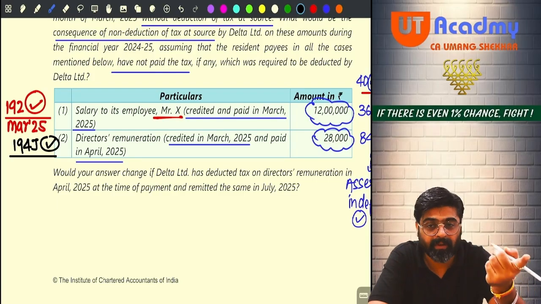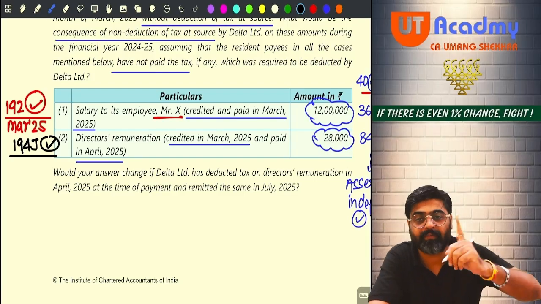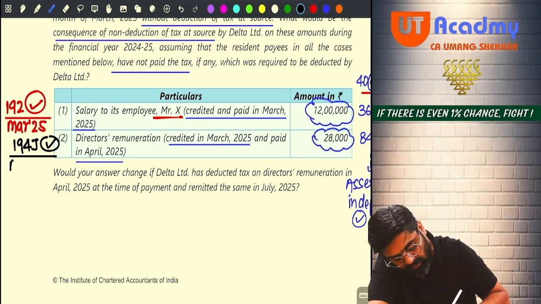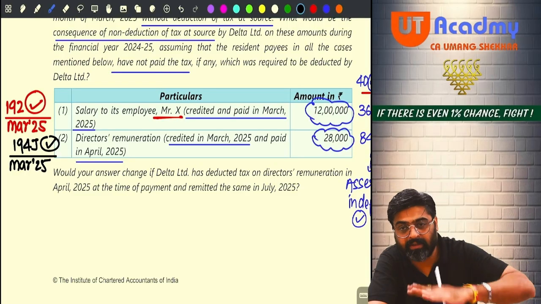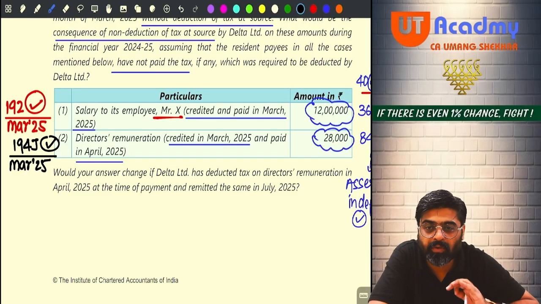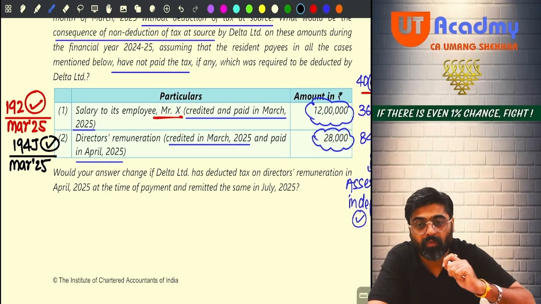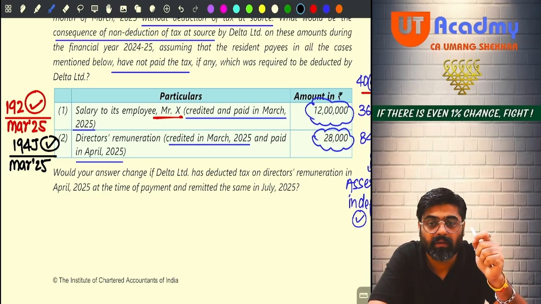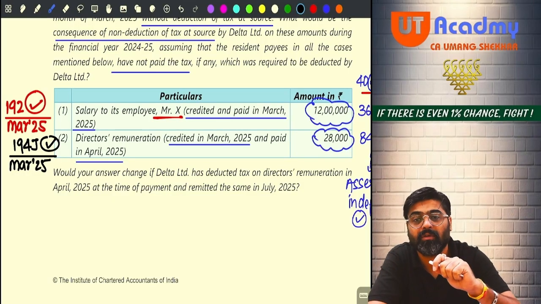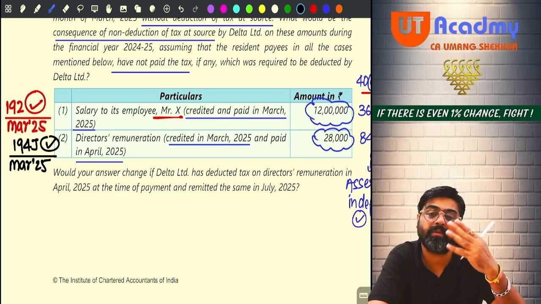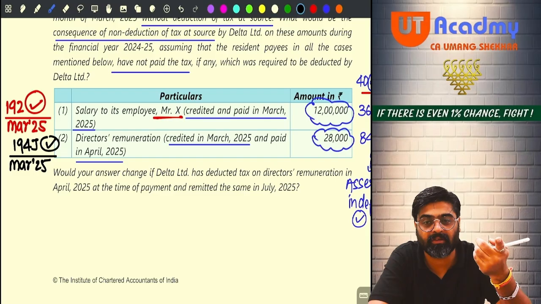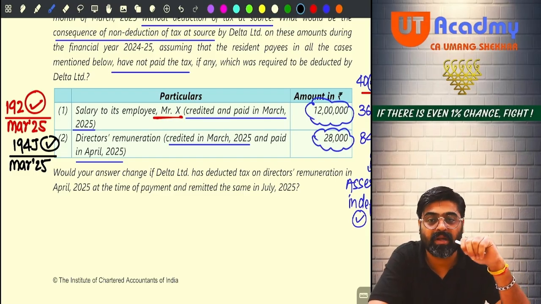March credit, April payment. Whichever is earlier, March 25 only. So TDS was supposed to be deducted in this year only. Did you deduct the TDS in this year? The answer is no. Then whatever payment was made on which the TDS was supposed to be deducted but not deducted, that entire payment will be disallowed. No, 30% of that payment will be disallowed because the payment is made to a resident.